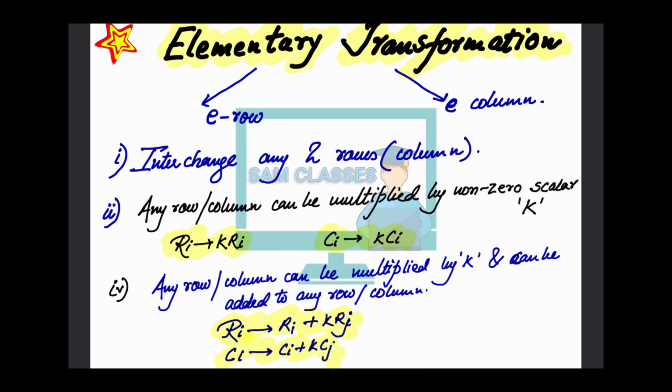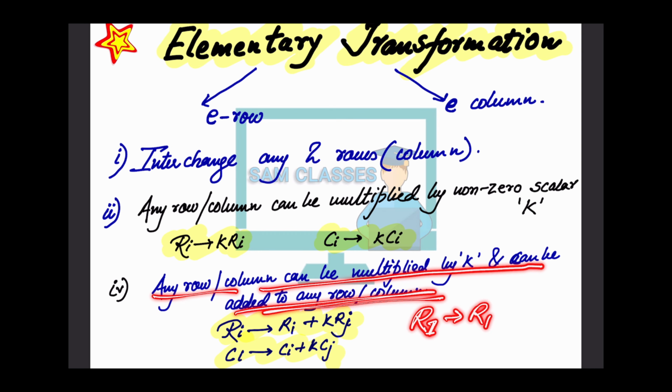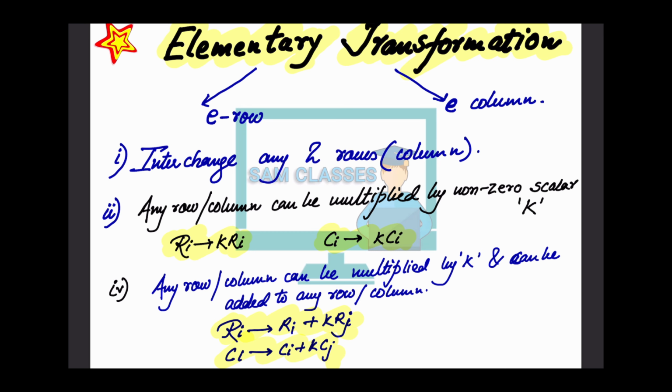Now, coming to the third point, students, very simple. We're just combining these parts and adding them up. Any row or column can be multiplied by k and added to any other row. Means, what we are doing is we are taking row 1 and writing that row 1 is equal to row 1 plus 2 times some other row which you have multiplied, like let's say row 3. So we can do that. And the same thing is applicable for columns also.